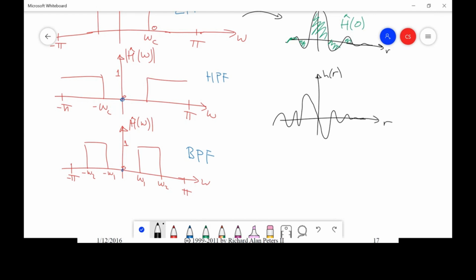Or also they can be, so this is odd symmetry. They can have even symmetry, and then they have this kind of shape. Let's say very bad at both of these.